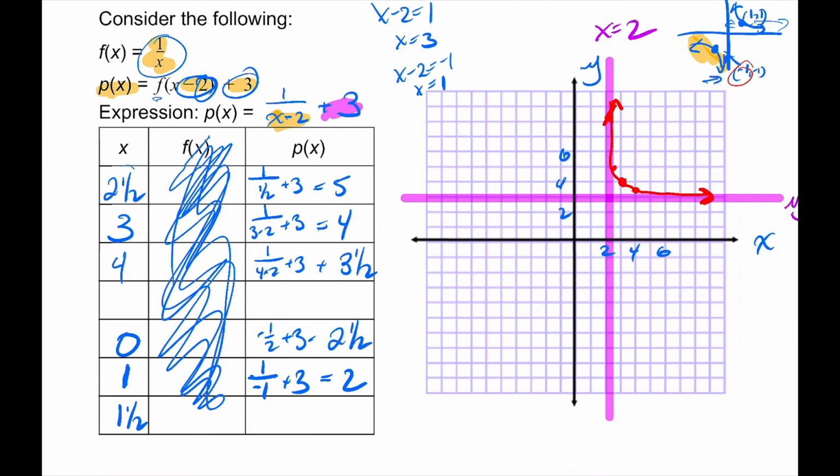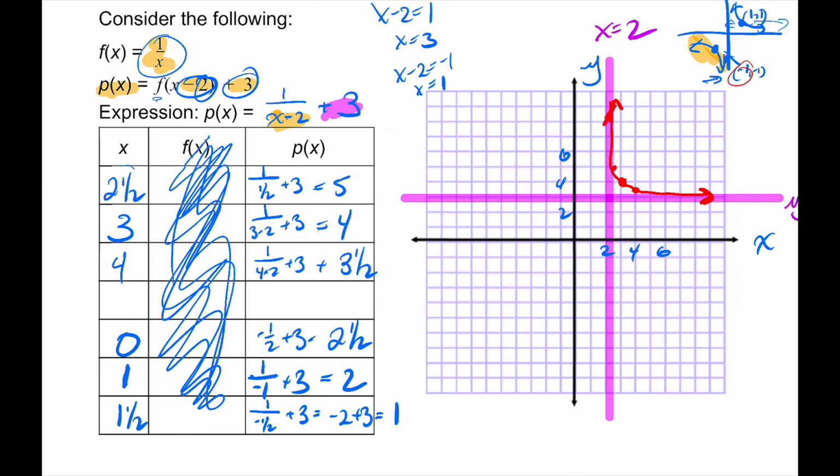And then going the other way, we've got 1.5 minus 2. So again, this is going to be tricky. That's going to be minus 1/2, so we've got 1 over -1/2 plus 3. The reciprocal of -1/2 is going to be -2, plus 3. So that's going to be 1. So let's go off and plot those.